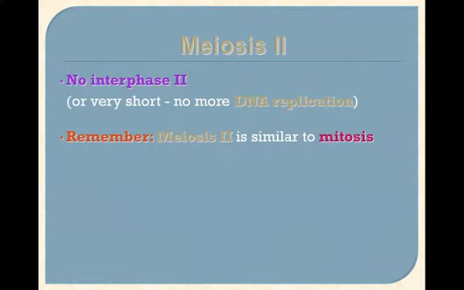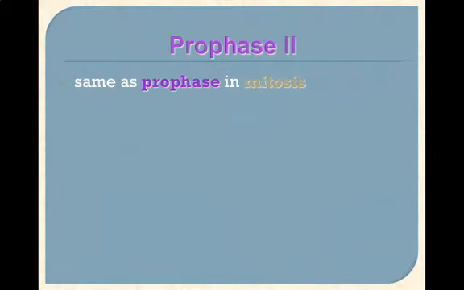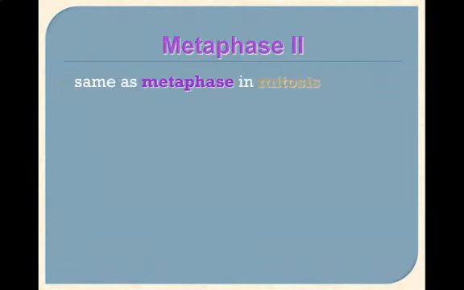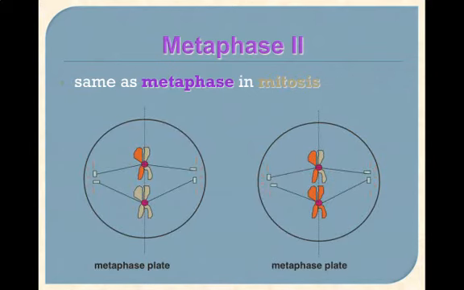Meiosis 2 is very similar to mitosis in that we end up with the same product at the end where we have the one copy. Prophase 2 is the same as prophase in mitosis. We have the X's that are condensed. They attach to the spindle fibers through the centromere and all that good stuff. Then metaphase 2 is exactly the same as in mitosis. The X's line up on the metaphase plate, and we are connected at the centromeres.